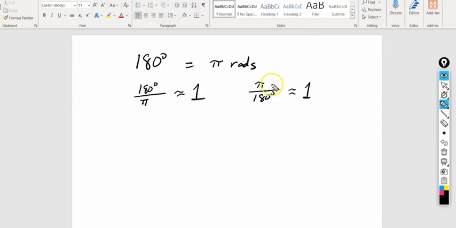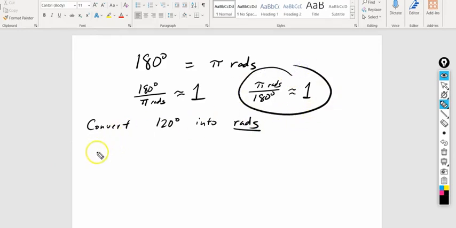Now, notice I didn't write rads. I could. The convention is not to write anything. I'll write it in there for now, but more commonly it doesn't appear. You don't need that. So let's convert 120 degrees into radians. You want to get rid of degrees, and you only want to be left with radians. So that's the one I'm going to choose.